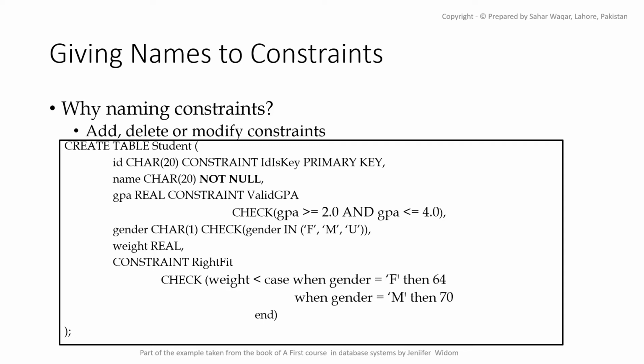Attribute level constraint valid GPA, which is added on GPA column to accept only valid students with GPA between 2 and 4, both inclusive. Attribute level constraint on gender is added to have valid genders as M, F, or U. Tuple level constraint right fit, which is basically depending upon two attributes, weight and gender. If student is male, then his weight should be less than 70. If student is female, then weight should be less than 64. We have named some of our constraints and we will use these names to alter our constraints on table.